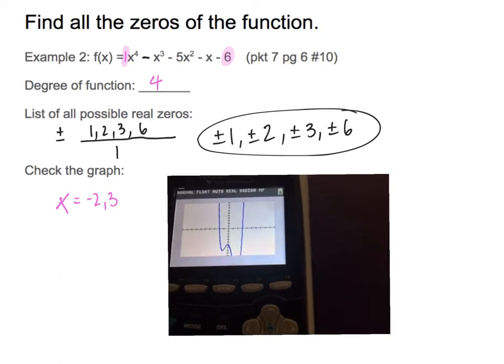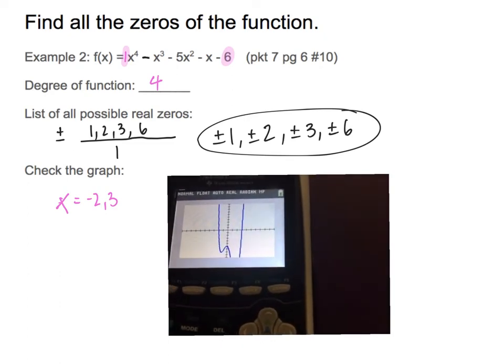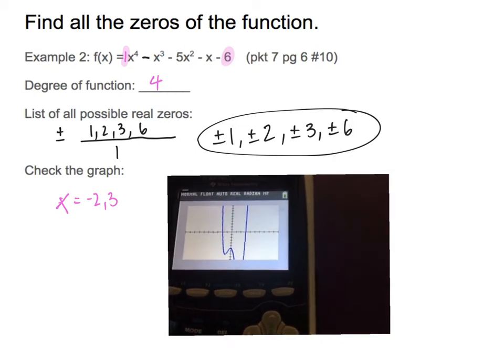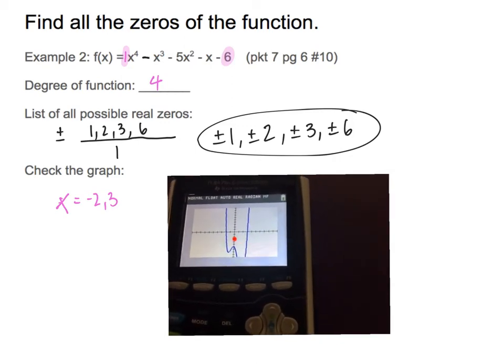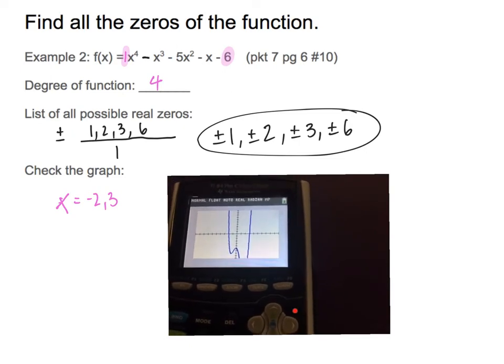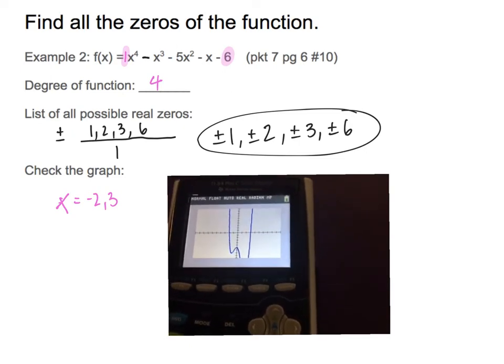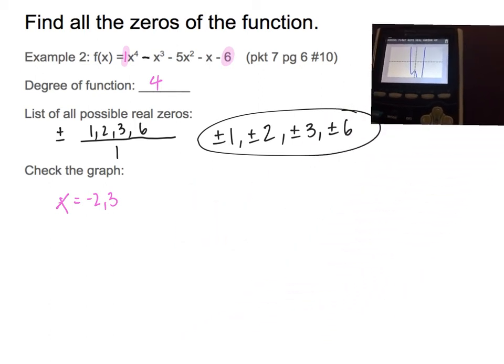So where are the other 2? Right? And some of you already kind of know what's going on here. The other 2 that don't show up here on the graph are imaginary.